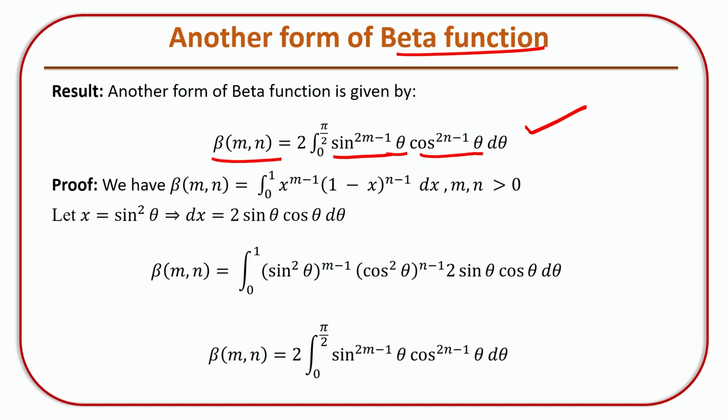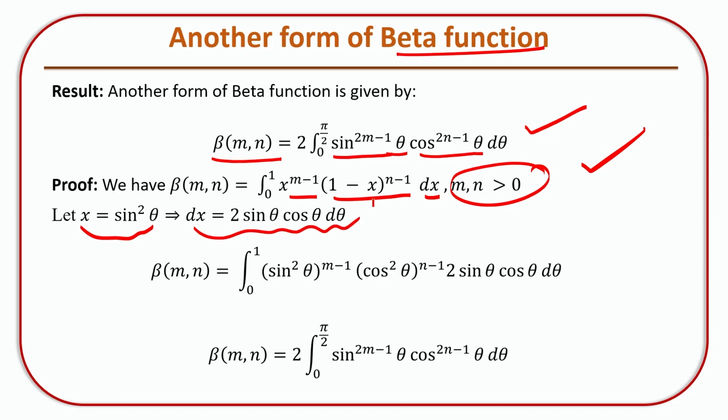How to prove this one? Very easy to prove. Putting x equal to sin square theta and evaluating dx and d theta, and putting back into the whole integration, it will give you the beta function. So let me do this. So beta(m, n) is given by the integral from 0 to 1 of x to the power m minus 1 times (1 minus x) to the power n minus 1 dx, where m and n are both positive numbers. Now let us assume x equal to sin square theta. So dx equals 2 sin theta cos theta d theta.